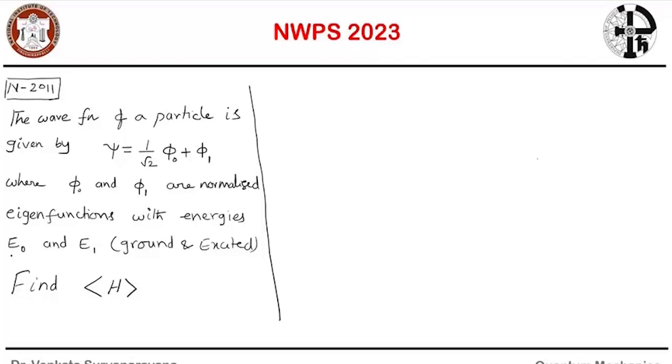Here the space part is given, and it's a linear combination of phi 0 and phi 1. These phi 0, phi 1 are normalized eigenfunctions of the energy operator or Hamiltonian operator. Phi 0 is an eigenfunction with eigenvalue E0, and phi 1 is an eigenfunction with energy value E1. So they are basically the ground state and excited state. Someone says find the energy expectation value in this state. How do you find expectation value?